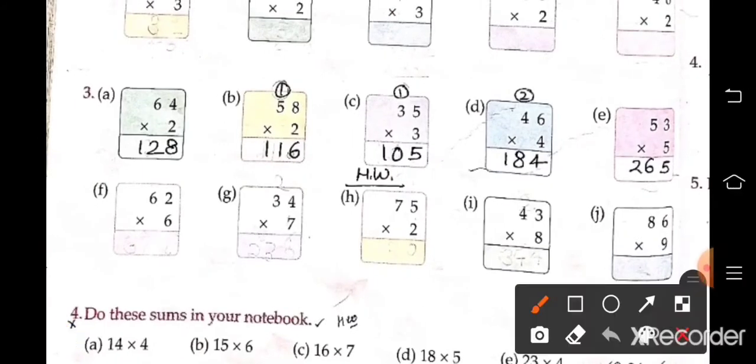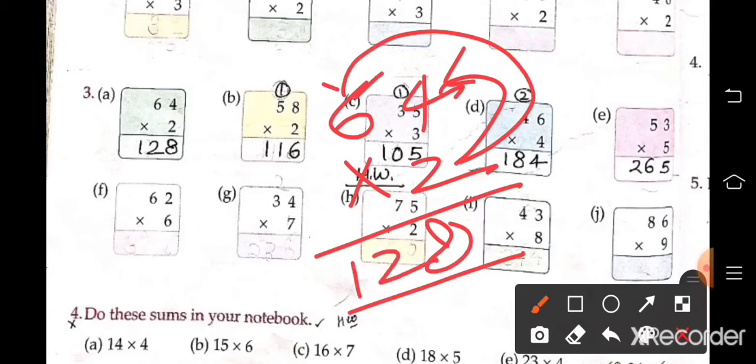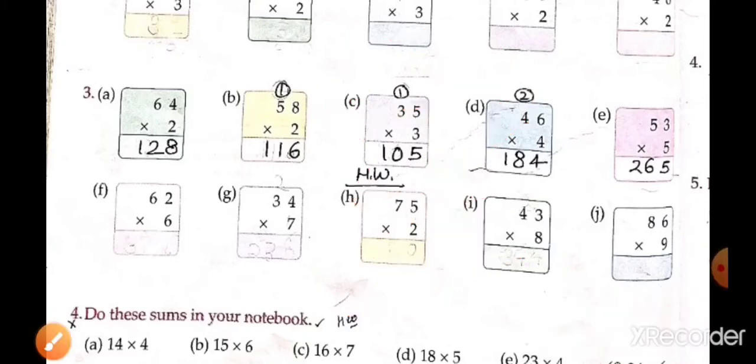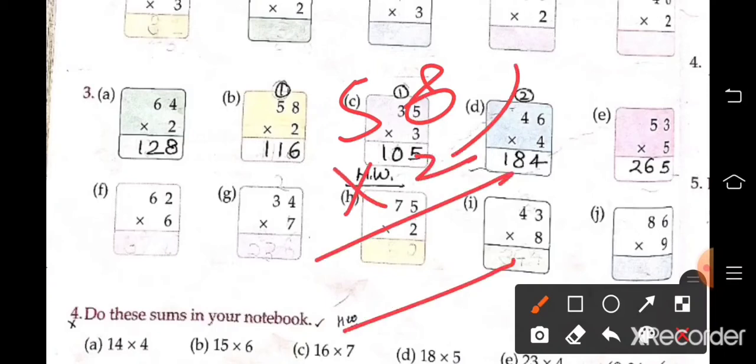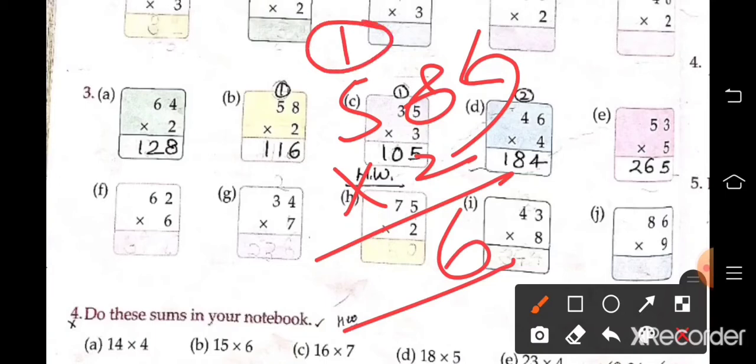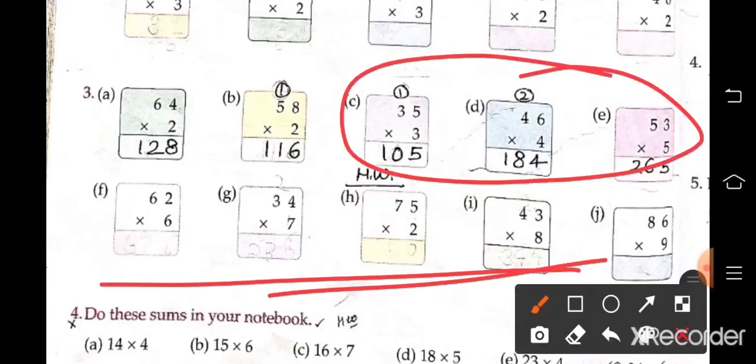Okay, now the question number 3, A parts 64 multiply 2. Same, 2 4s are 8. Now 2 6s are 12. Okay, 58 multiply 2. 2 8s are 16. 6 here carry 1. Now 2 5s are 10 and carry 1, 11. Okay, so like this you have to do these sums, and these are in your homework.